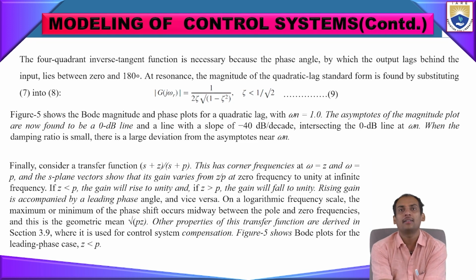So finally, consider the transfer function s plus z by s plus p. This has corner frequencies at omega equal to z and omega equal to p.